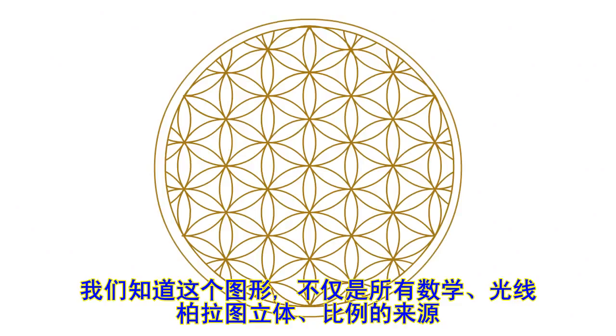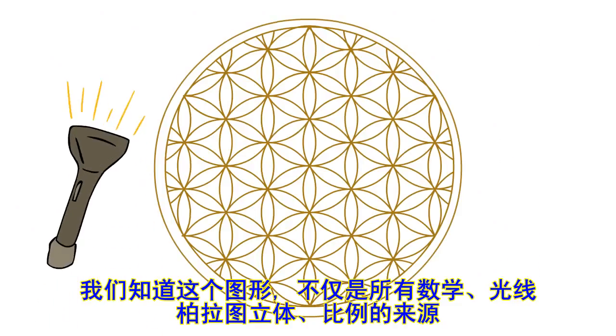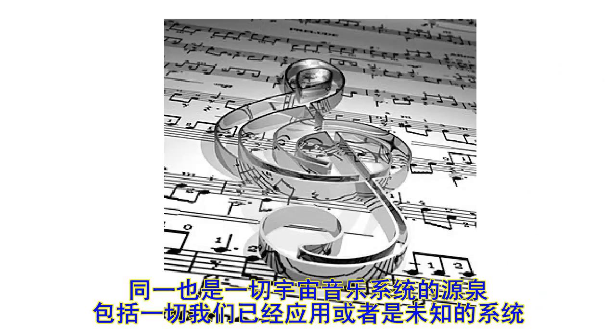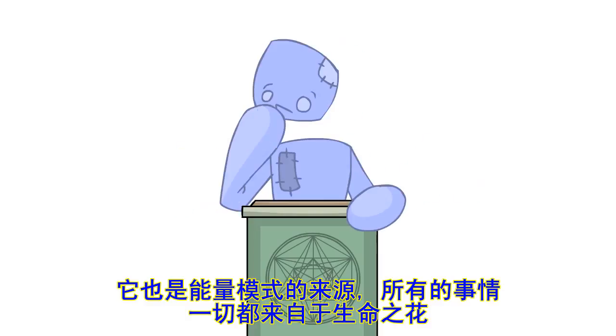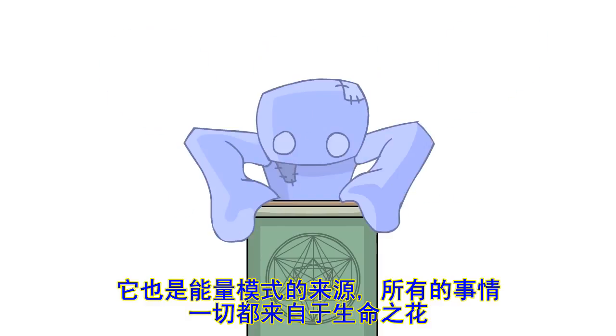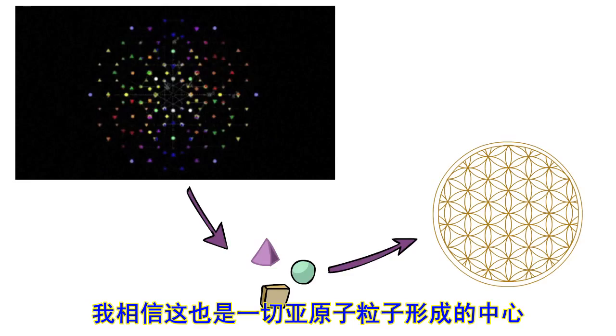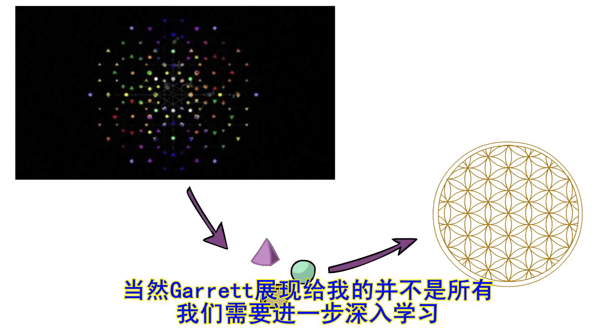This shape, as we learned, is not only the root of all mathematical proportion, light, the platonic solids, but is also the source of every musical system in the universe, including systems both used and unknown to modern man. It is also the source of energy patterns and, well, everything. It all comes from the flower of life. I believe this is what is at the heart of what's forming every subatomic particle formation, and it probably goes at least a few levels deeper than what Garrett is showing us.